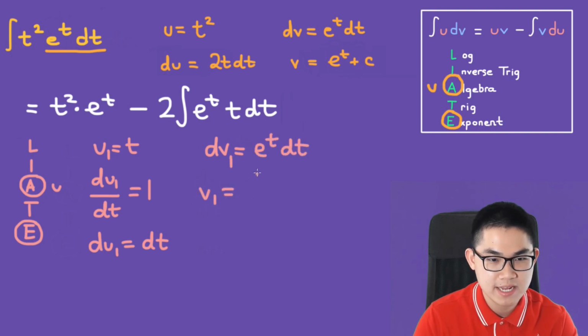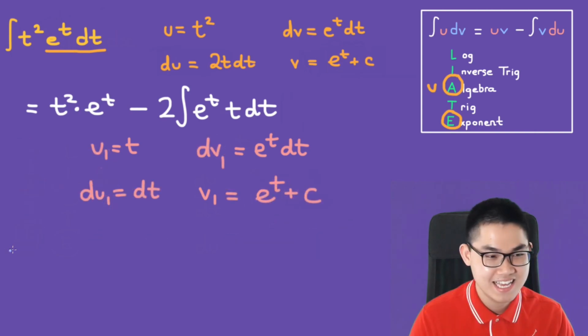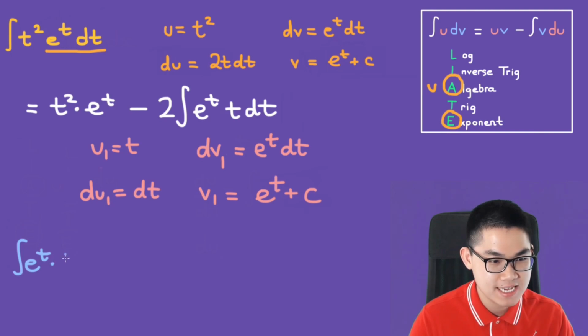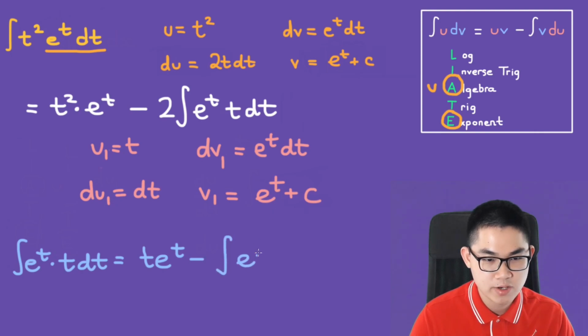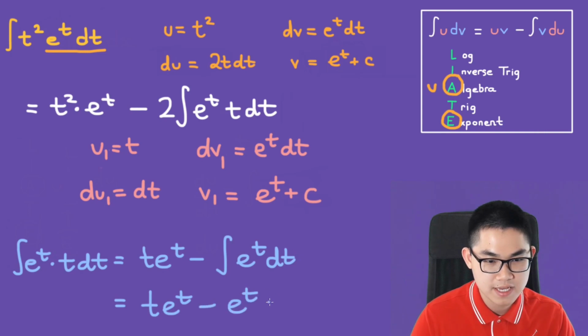So v will be the integral of e to the power of t dt, which is e to the power of t plus c. This means that our integral e to the power of t times t dt is equal to what? We have u times v. So u is a t times v, which is e to the power of t, minus the integral of v, which is e to the power of t, times du. So du is just dt.